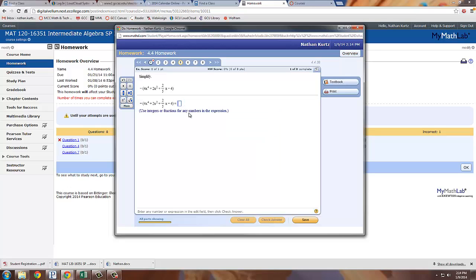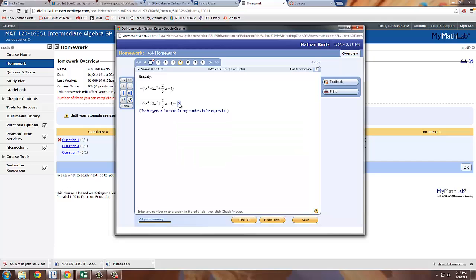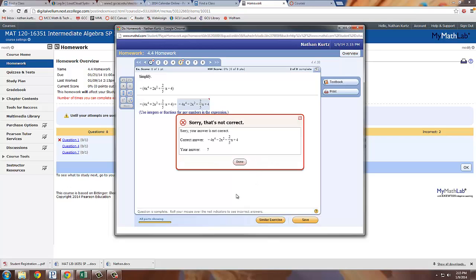Let me try another attempt here. What I'll do is delete that, and I'm going to purposely put in answers that I know are wrong. So here, let me put in 5. I'm going to check that answer. It's not right. That's my second attempt. I'll do it one more time. Let me put in the number 7. I know that's not right. Final check. If you notice, on the third attempt, it automatically tells you what the correct answer is.